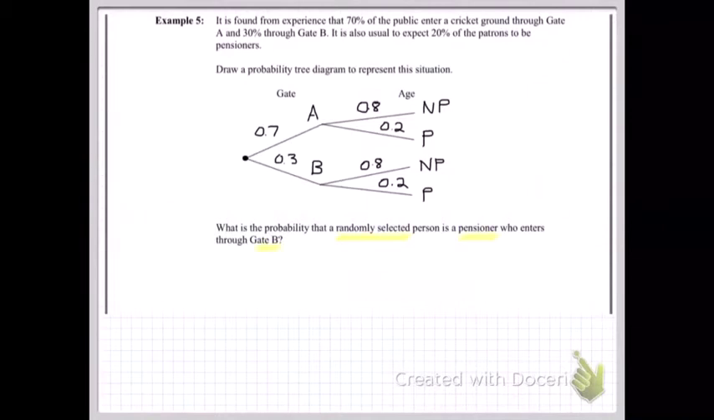So what is the probability that a randomly selected person is a pensioner who enters through Gate B? Well, we remember that these are independent events, so we multiply the probabilities together, and it's 30% times 20%, or 0.3 times 0.2, which is just 0.06.